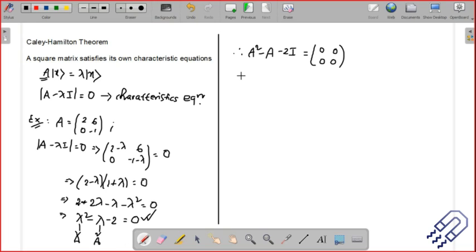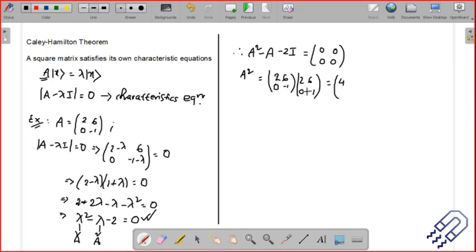It has other applications, right? I've not really done it yet, so let's check if it really satisfies. A square is 2, 6, 0, minus 1, times again 2, 6, 0, minus 1, which equals 2 into 4, and then this is 0, 2, 4, right?